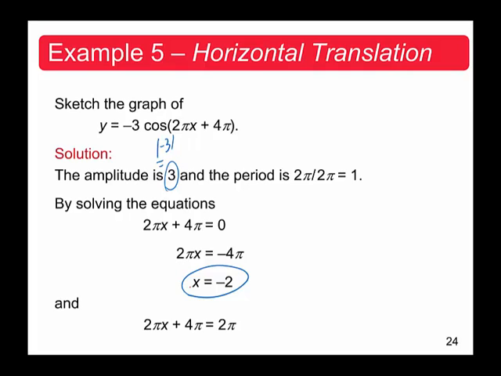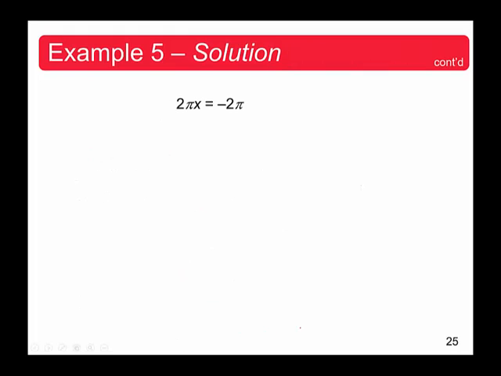And also we're setting 2 pi x plus 4 pi equal to 2 pi. You can subtract 4 pi from both sides of the equation. Then we have 2 pi x equals negative 2 pi. And we divide both sides of the equation by 2 pi. Then we get x equals negative 1. So that tells us the x coordinate here is from negative 2 to negative 1, and this is one period. The distance between them is 1.